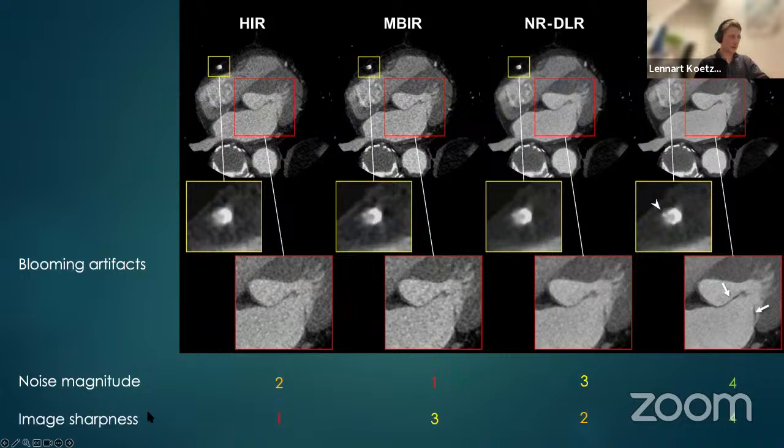Here we can see that the image sharpness and the noise magnitude was perceived as best with the super resolution DLR. And this is also surprising, the noise magnitude being best in the super resolution images, since generally if we acquire high resolution images, the noise level will also go up. So this is an important finding.